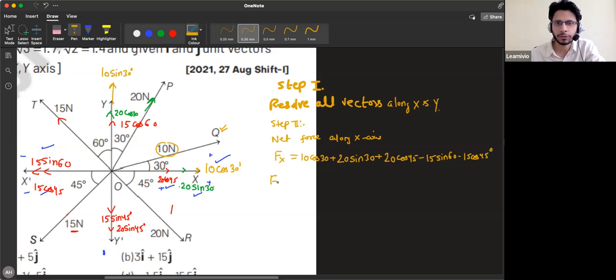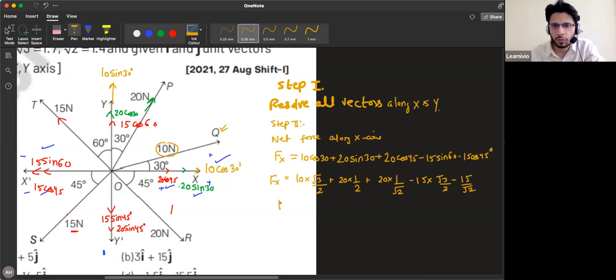So this is Fx. You can write this as 10 cos 30, which is root 3 by 2, 20 sin 30, which is half, 20 cos 45, which is 1 by root 2, 15 sin 60, which is root 3 by 2, 15 cos 45, which is 1 by root 2.